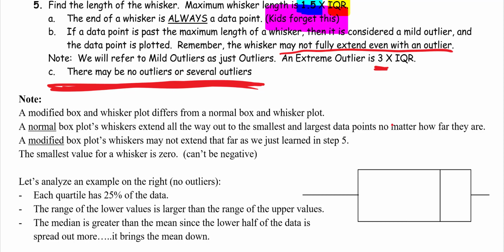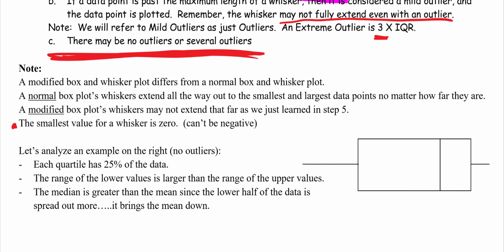Okay, and also this is another important thing too. The smallest value for a whisker is 0. Okay, it doesn't make sense, if I'm having whiskers for my modified box and whisker plot, and I say, well, okay, it represents heights of people, and the whisker goes down to like negative 2 feet. I'd be like, well, who's even going to be down to negative 2 feet? Okay, so the smallest value for a whisker is 0.